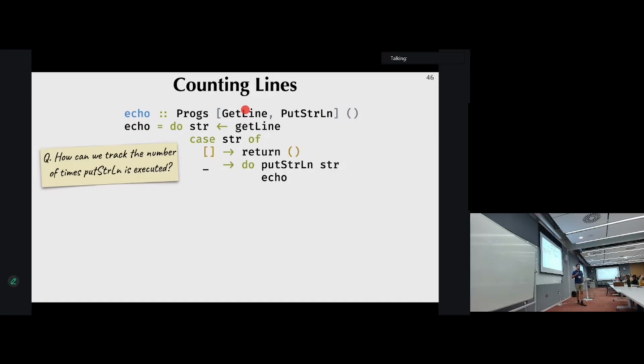So can we do effect annotations on our programs coming to Cinnamon? Right. How can we track the number of times putString is executed? So I shouldn't have made that rhetorical. I should have made that a thing to rouse you from your sleep.